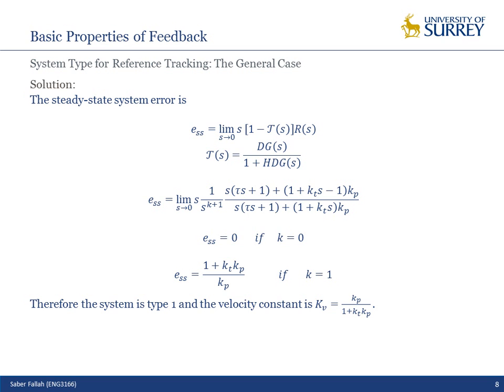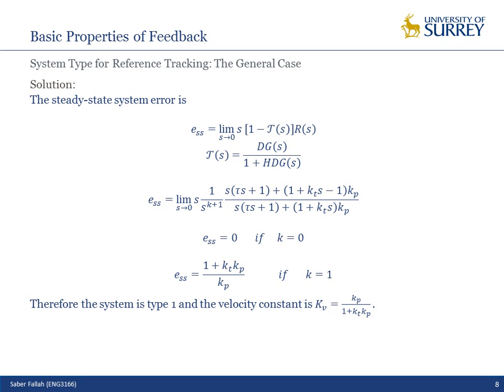So, if k is 0, the steady state error will be 0. If k is equal to 1, I have the steady state error of (1 plus Kt Kp) over Kp, which is constant, non-zero. Okay? If I have k bigger than 1, the steady state error will be infinite.